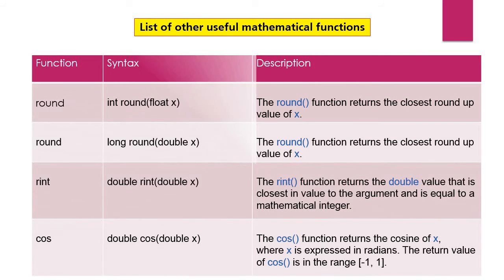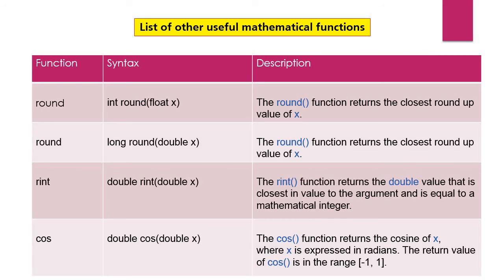In the above chart, you can see the other useful mathematical functions. The first is round. Let's see its syntax: int round(float x). The round function returns the closest round of the value of x. Next is long round(double x). The round function returns the closest round of the value of x.